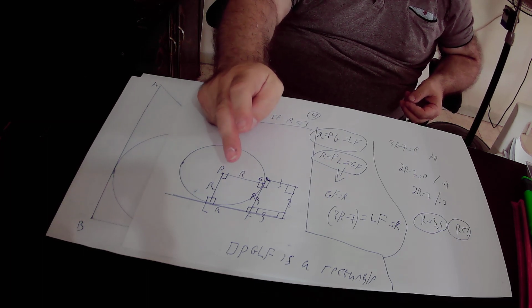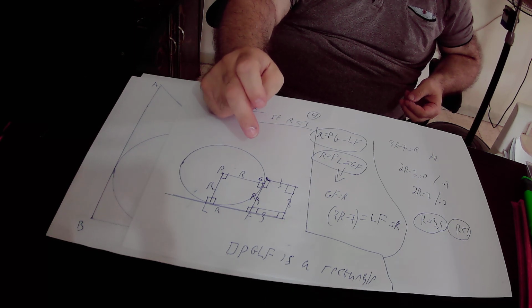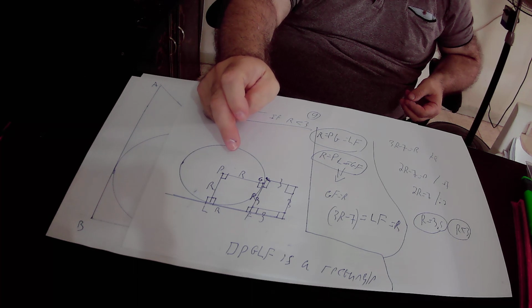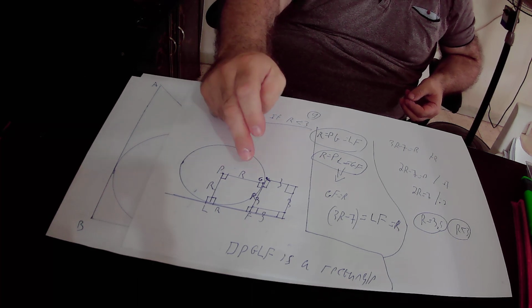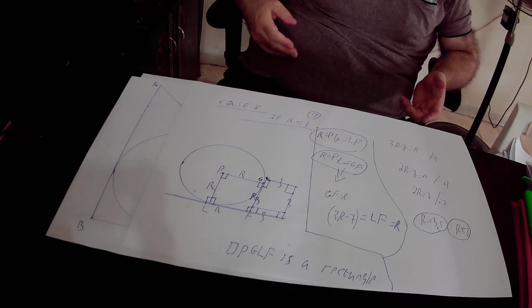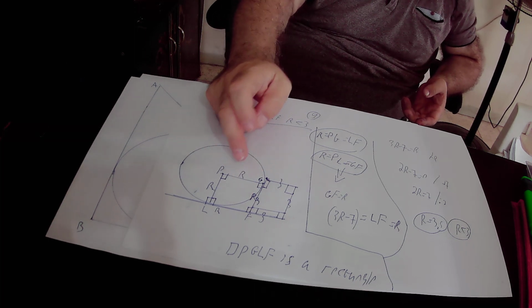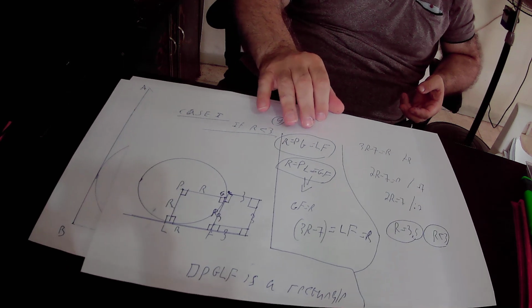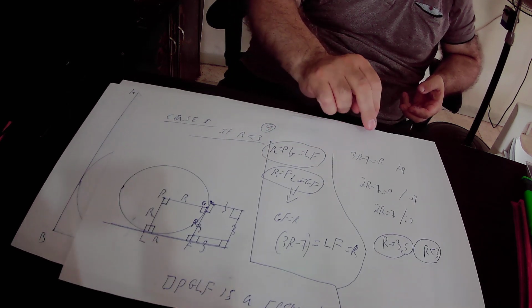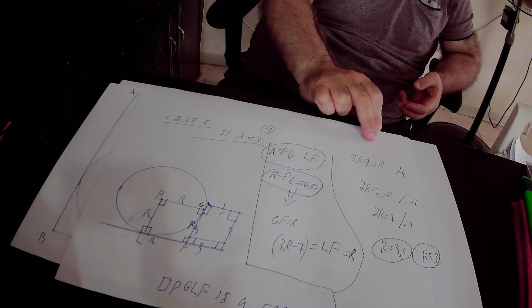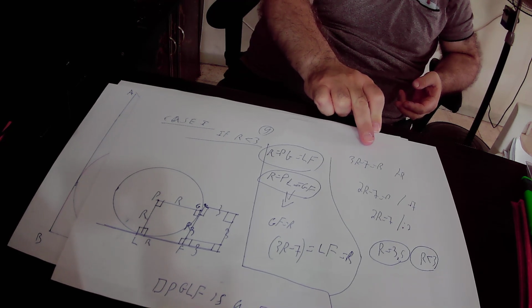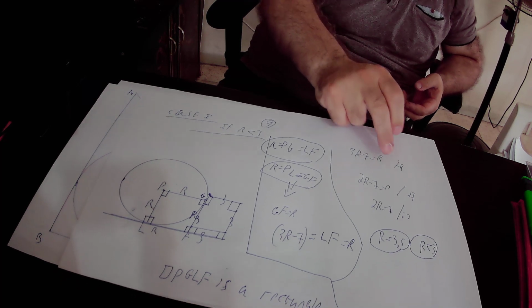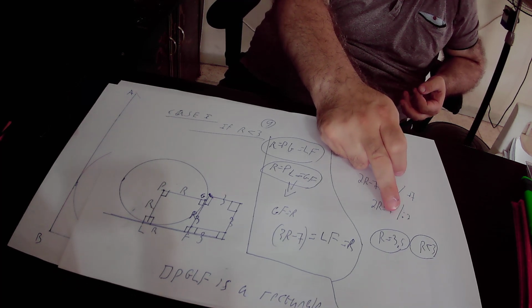PGLF is a rectangle, and the opposite sides of a rectangle are equal to each other. So PG equals LF. Therefore, if PG equals R, then LF also equals R. So from one side, LF equals R. From the other side, we have already found out that LF equals 3R minus 7. Therefore, we derive from it that R equals 3R minus 7. We solve this equation and find that R equals 3.5 units.